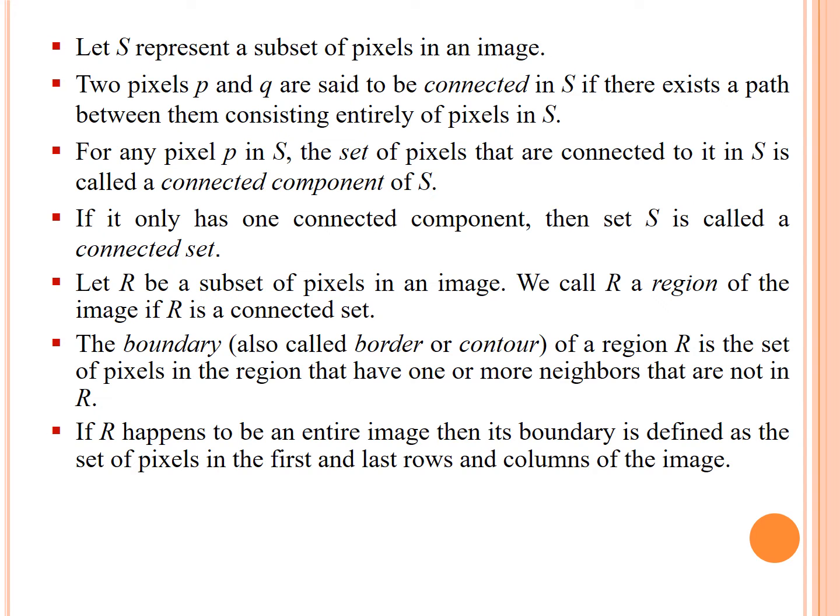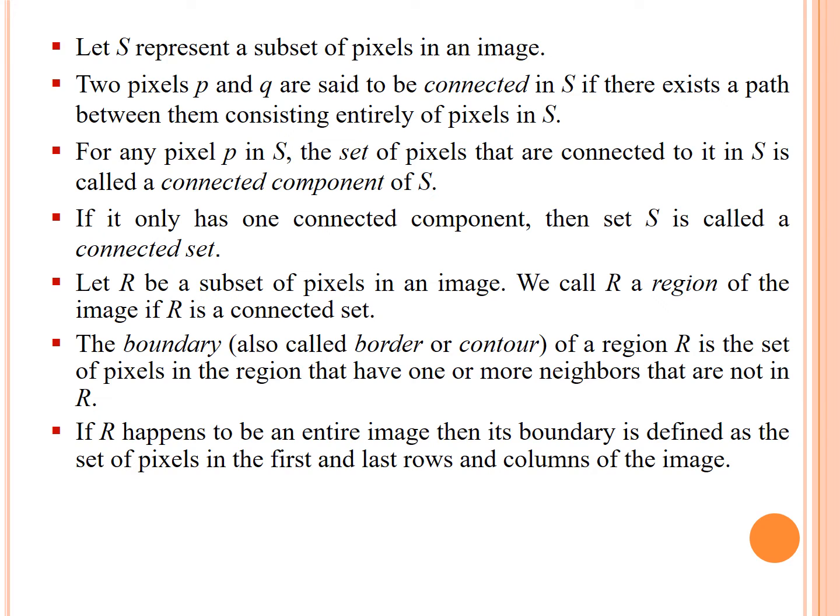Let S represent a subset of pixels in an image. Two pixels P and Q are said to be connected in S if there exists a path between them consisting entirely of pixels in S. For any pixel P in S, the set of pixels that are connected to it in S is called a connected component of S. If it has only one connected component, then set S is called a connected set.